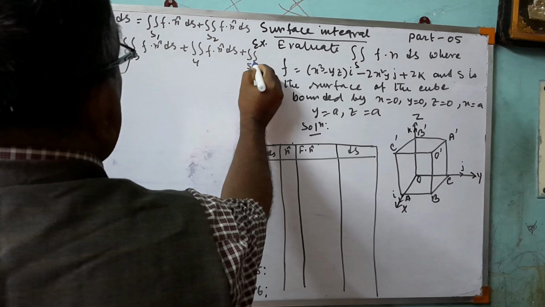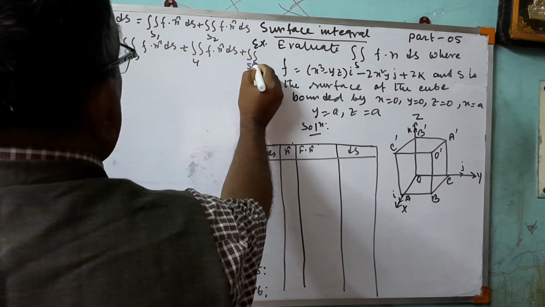Okay, so f is given. F is always given. F should be given in each and every sum. So now I am just writing the procedure. What is the procedure? I am just telling you. There are 6 faces. I have taken S1, S2, S3, S4, S5, S6.